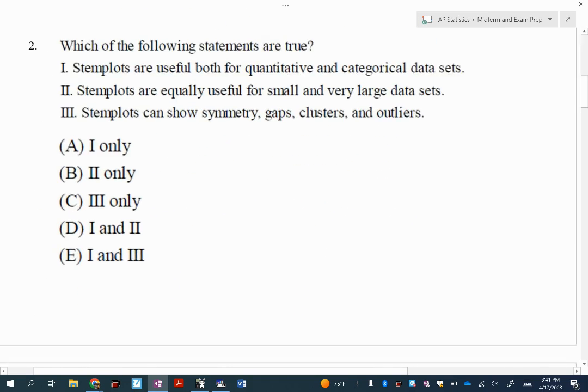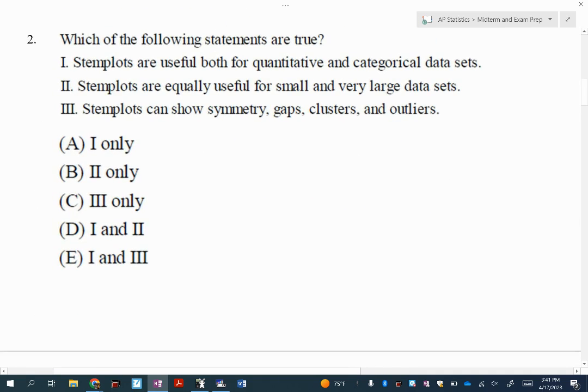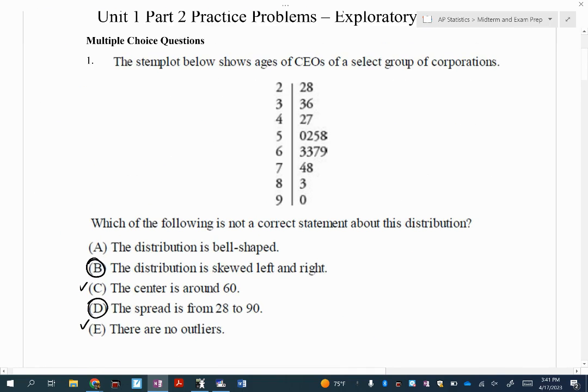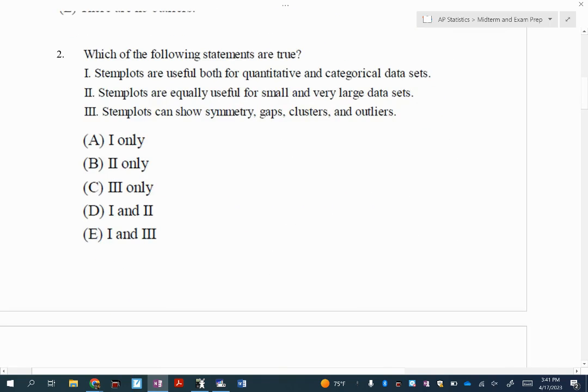Number 2. Sorry? Well, so they told me the answer. I'm just the answer key. They're saying it's B because you can't have skewness in both directions. But technically, D is also wrong. It should be from 22 to 90. They made a mistake when they made the key. Excuse me? All right, then.